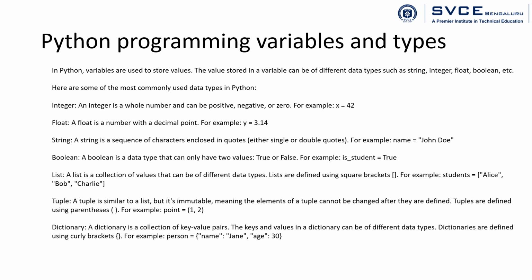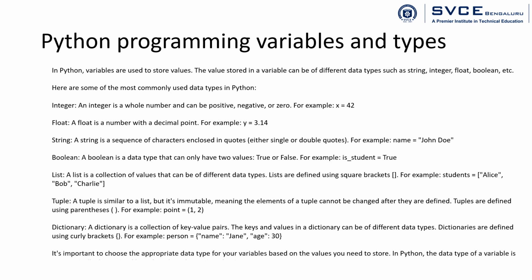It's important to choose the appropriate data type for your variables based on the values you need to store. In Python, the data type of a variable is automatically determined based on the value assigned to it.